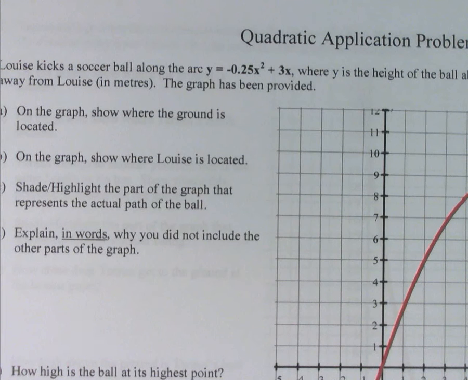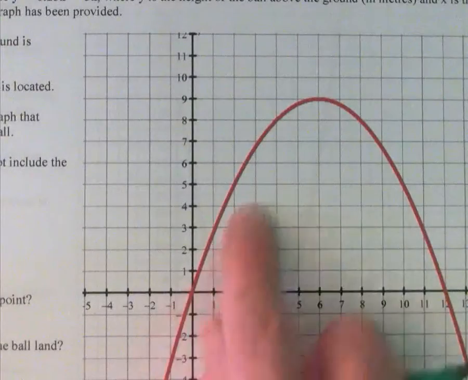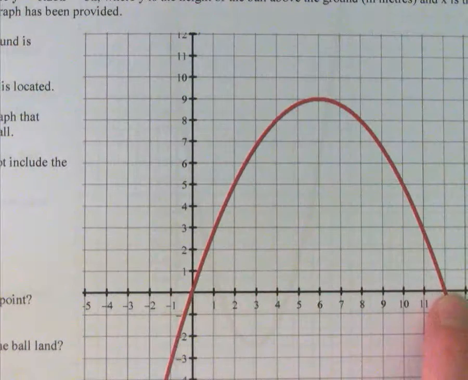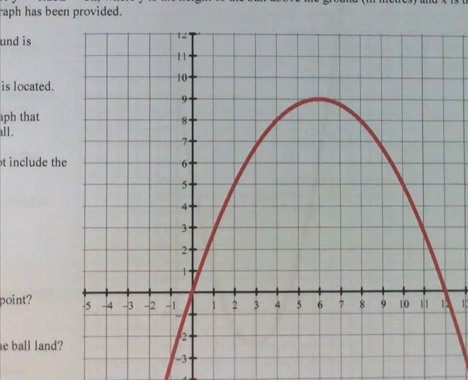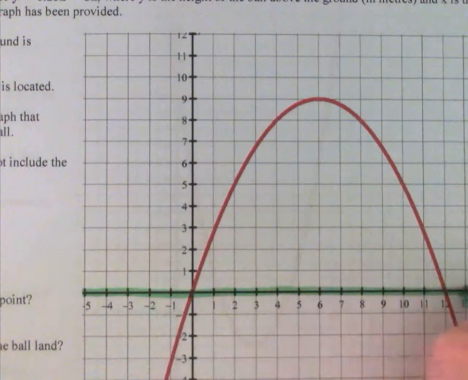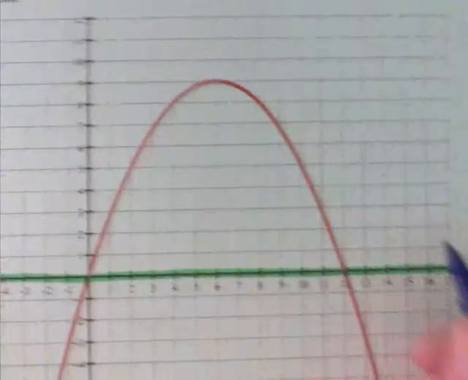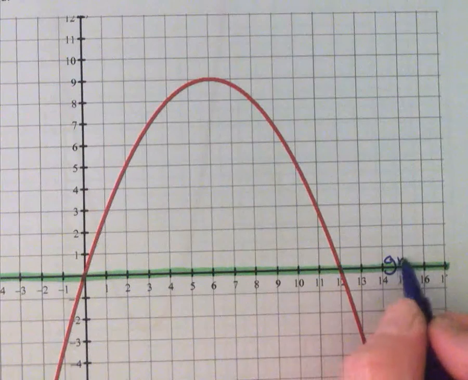So on the graph, we're going to show where the ground is located. Louise is going to kick a soccer ball, which means she's probably kicking it from the ground. It's going to go up, around, and back down. There is more graph than we need, but the ground will be along this x-axis. So I'm going to highlight that, and I'm going to say that this is the ground.